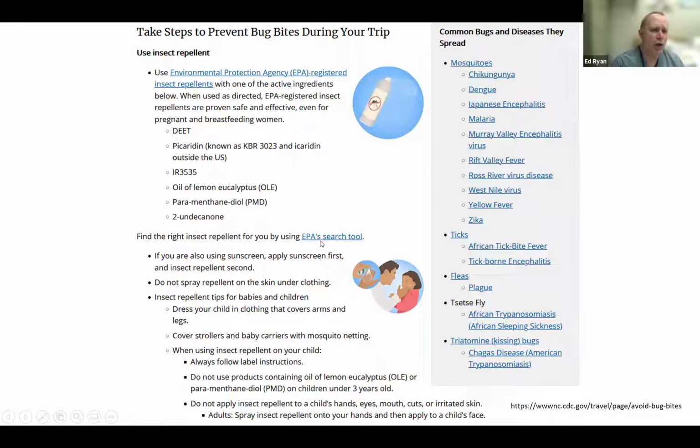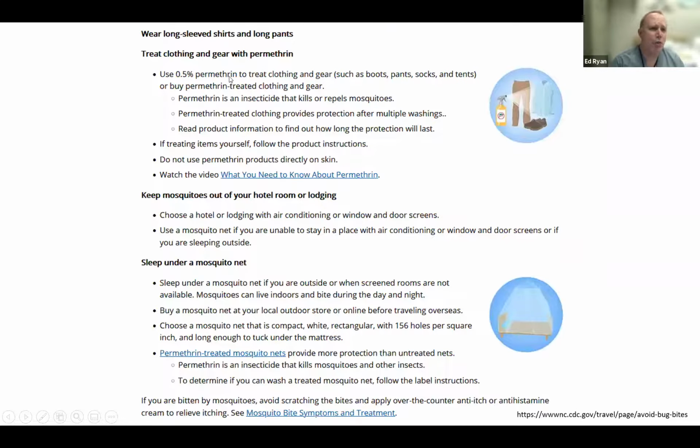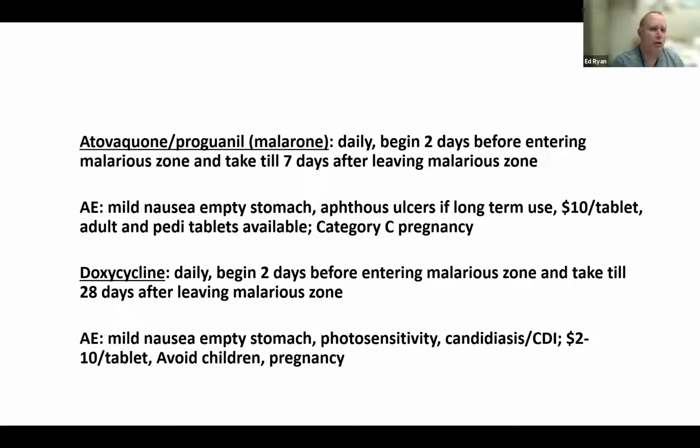They could actually, the travelers can go directly to the insect repellent EPA website and look up their products, et cetera. So there's that. There's also things: wear light cotton long sleeve clothing, sleep under netting if you're in a very malarious area, or at least have screens on the window, et cetera. All different very helpful information that you can get and transmit to your travelers.